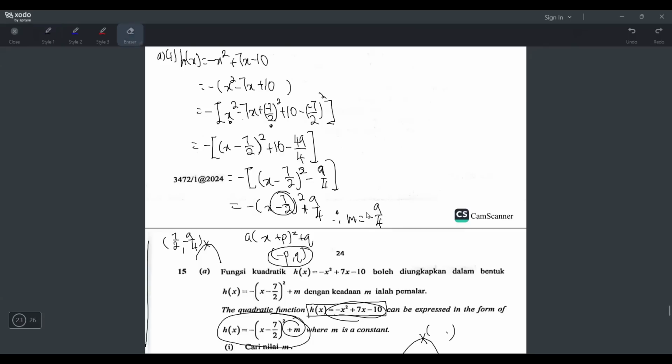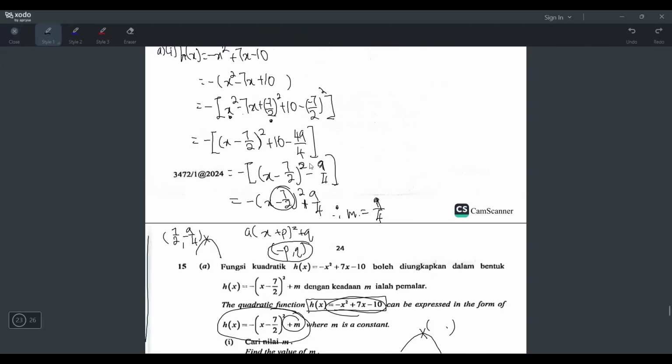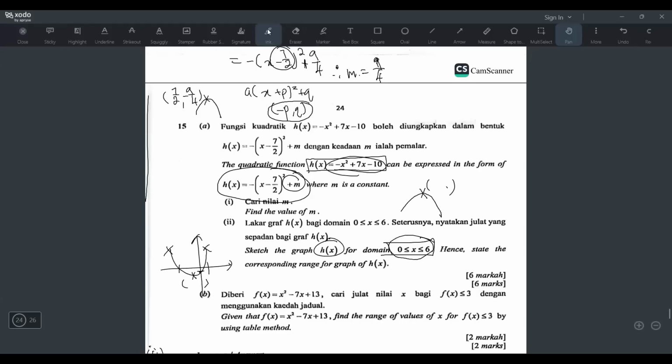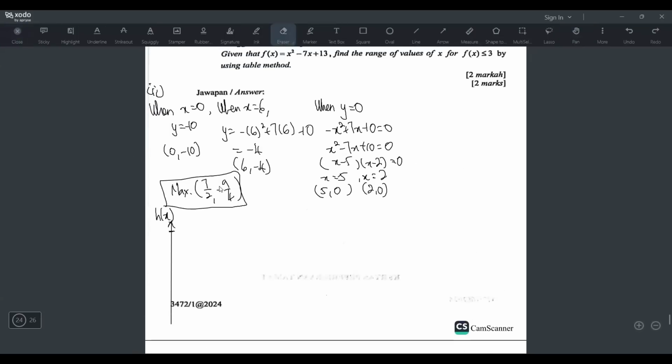Sorry, so this should be m. My m is not negative, it's positive. I made a careless mistake here. Which one is my mistake? This one. When you press this, you get -1, and then when you expand, only then it becomes positive because of the negative here. So your m answer is actually 9/4, right? That means your turning point is actually 7/2, 9/4. So I made a careless mistake, sorry guys. So this also I have to correct. So it's 9/4. Okay, let's continue here.